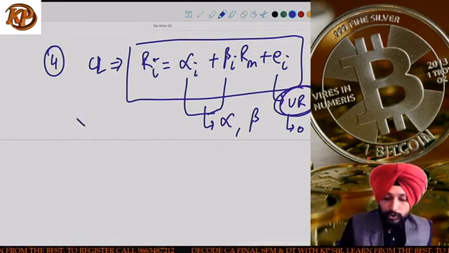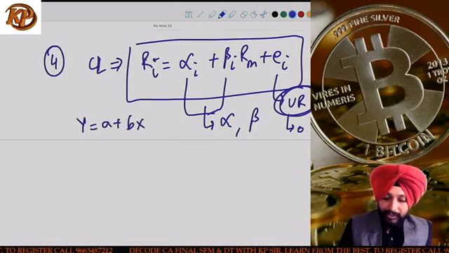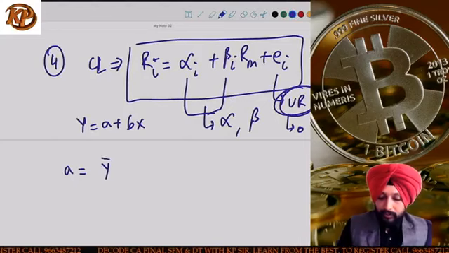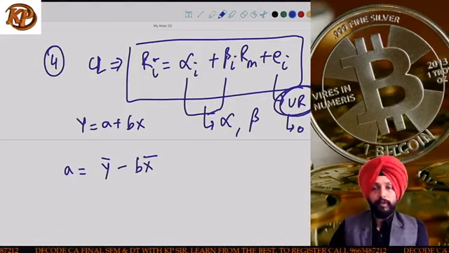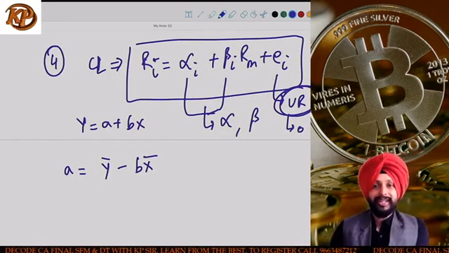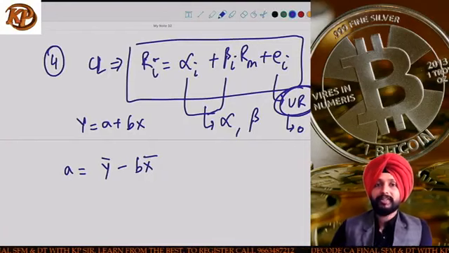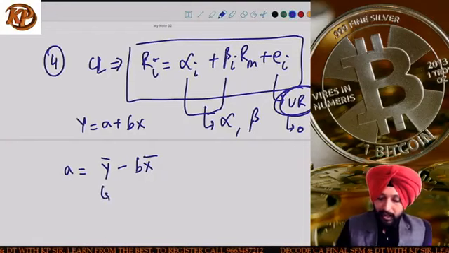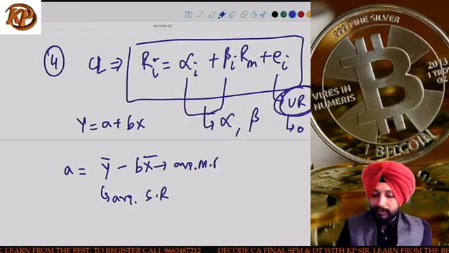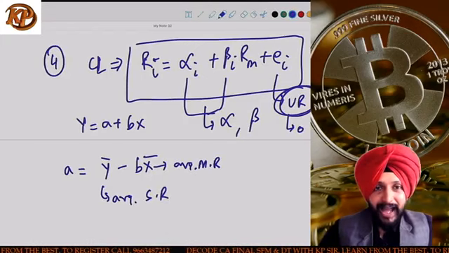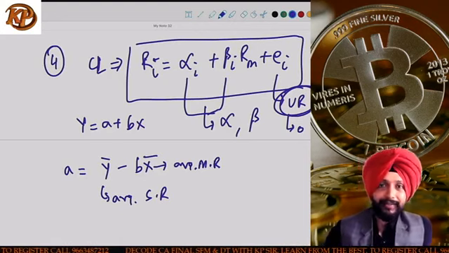Okay, this equation is in the form of y is equal to a plus bx. If you remember that, where a is the intercept, how do we calculate a? It is y bar minus b into x bar. For alpha computation we use this equation, a is equal to y bar minus b into x bar. Y bar is the average stock return. X bar is the average market return.